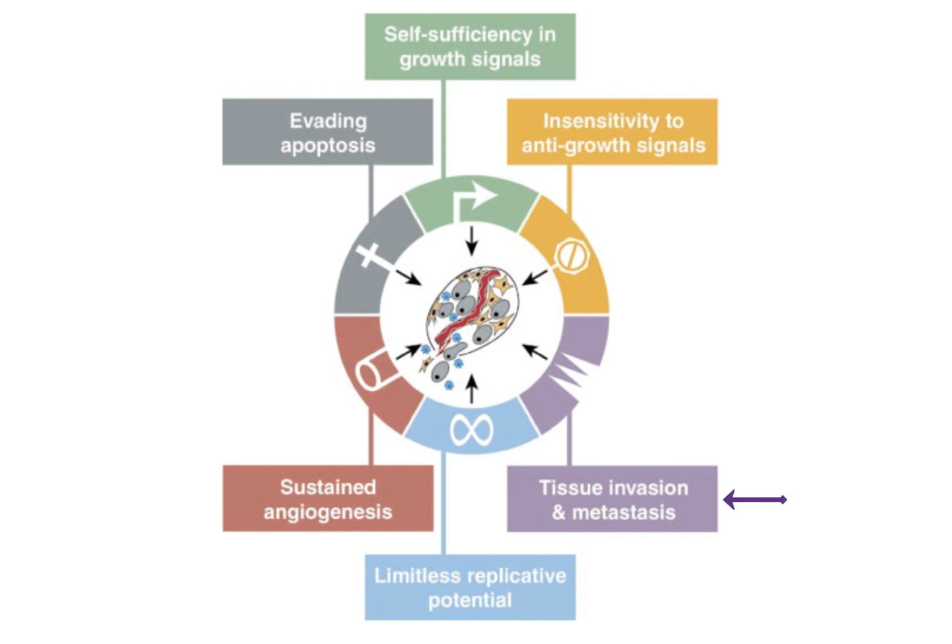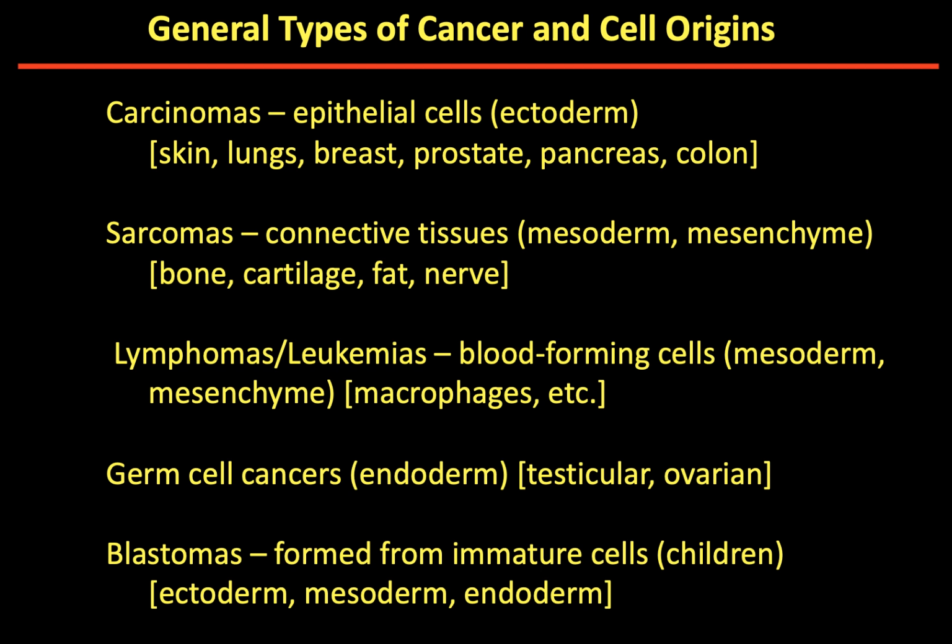Here are some of the general categories of cancers and the origins of those cancers. So carcinomas are cancers of epithelial cells, and those can be of the skin, lung, breast, prostate, pancreas, and colon. And they come from ectoderm tissue. That is, ectoderm is the surface tissues in the embryo and even at the blastoderm stage. So I'll talk about these in a few minutes.